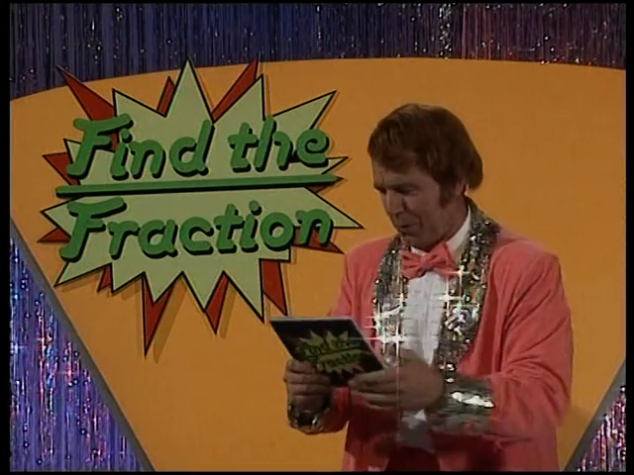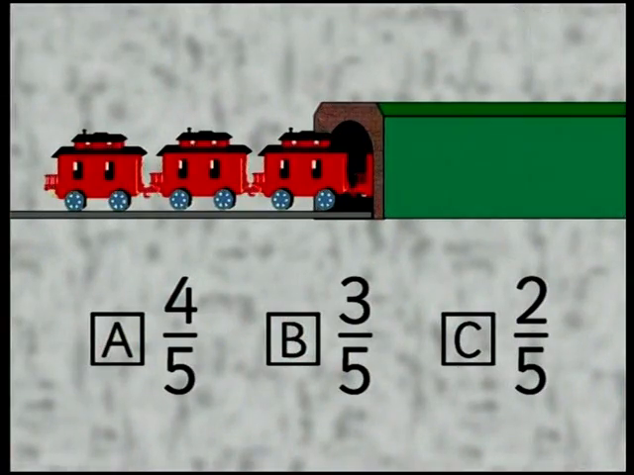Question number 2. This train has five carriages. What fraction of the train is still in the tunnel? Is it A, 4/5? Is it B, 3/5? Or C, 2/5? Make your choice, find the fraction.